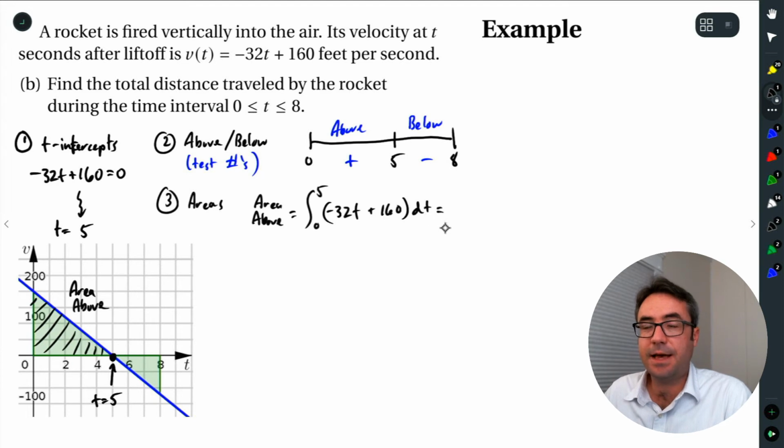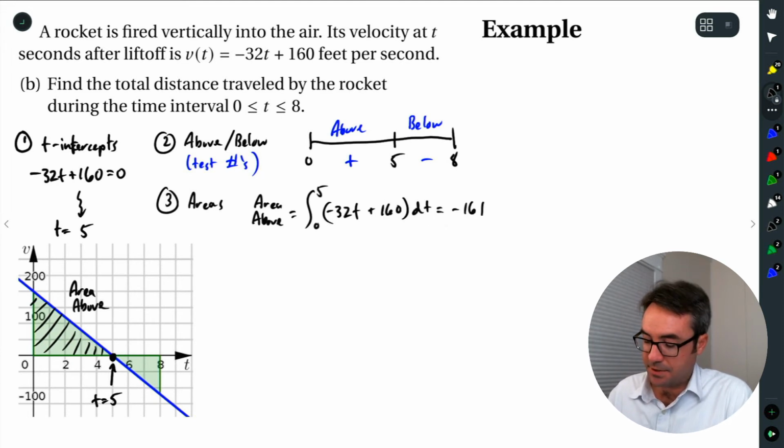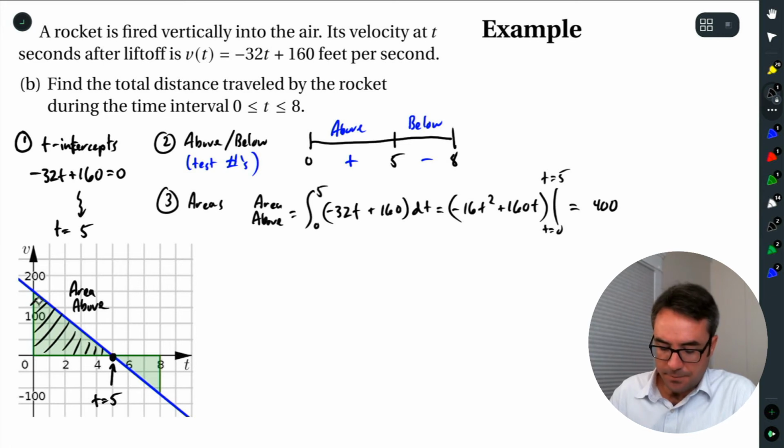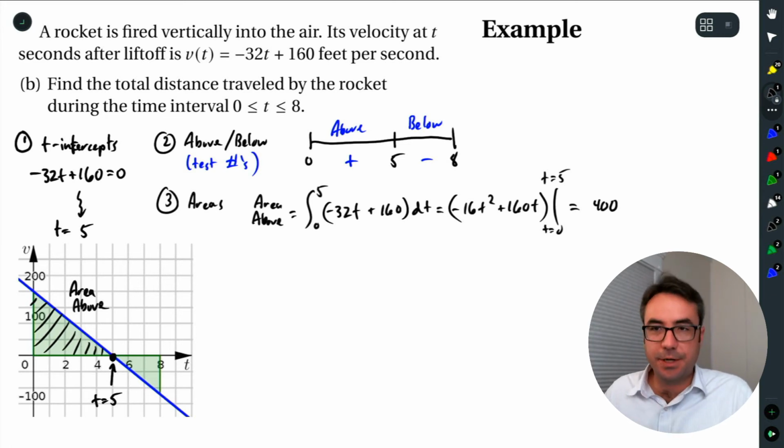And if we integrate that, it's going to be the same antiderivative that we got before: negative 16t squared plus 160t. And we're going to evaluate this from t equals 0 to t equals 5. If we do that evaluation, I won't go through all the simplifying, we end up with 400. So if we're just thinking pure geometry here, what is the area for this shaded region? It's 400.